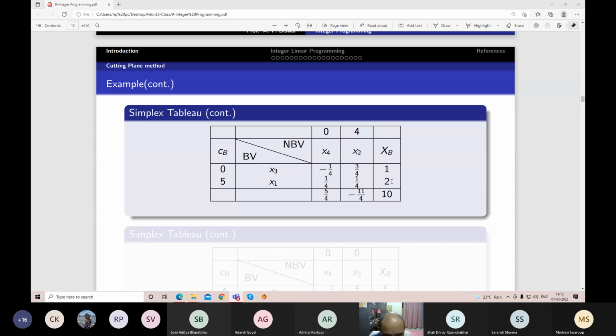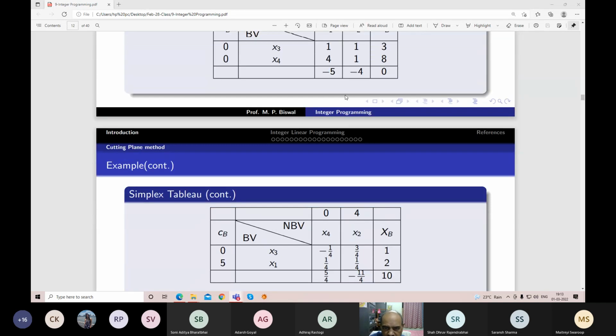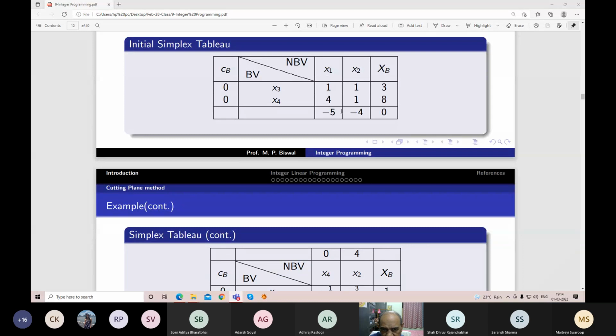I will not comment here. If any mistake, you can point out. So what is happening here? We have -5, -5, -4. The most negative is x1, so x1 is the entering variable. Which one is the departing variable? Now how will we find the ratio? 3/1, 3; 8/4, 2. So the minimum ratio is 2, coming with respect to x4. x1 is the entering variable and x4 is the departing variable. So x4 becomes non-basic and x1 becomes basic, and other things remain unchanged.